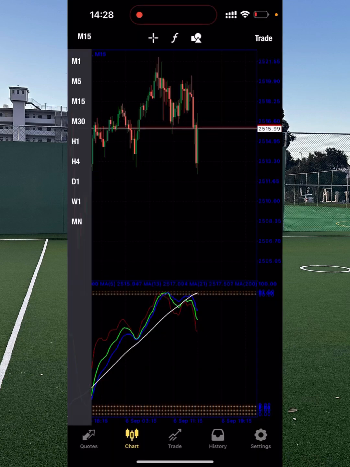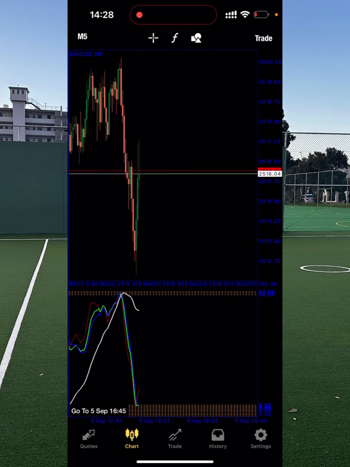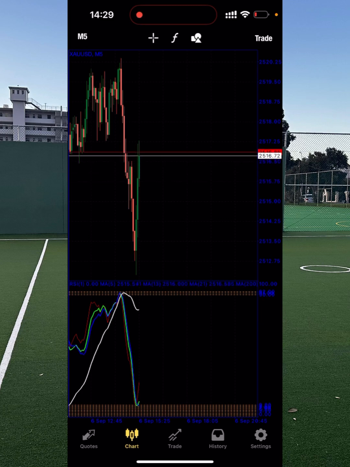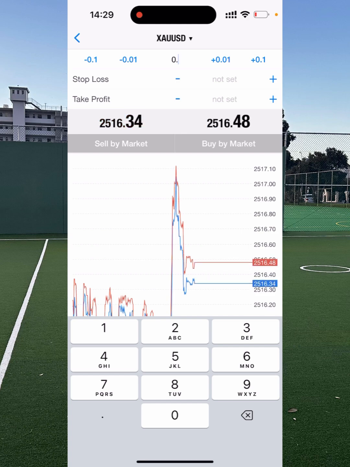So I'm gonna switch to 5 minutes. As you can see, guys, the strategy that we're using, the mobile strategy, says that it's time to buy. So let's go. I'm gonna risk the account. I'm gonna use just one lot.